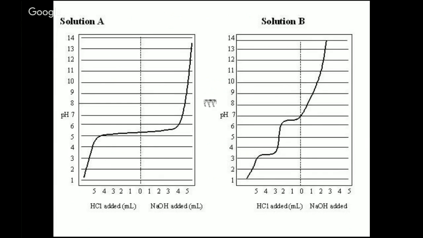So when you compare these two buffers, what you can say is that solution A has a bigger capacity than B, because they were able to pour a lot more acid and base into A, and it resisted that change, as compared to B, which changed a lot.